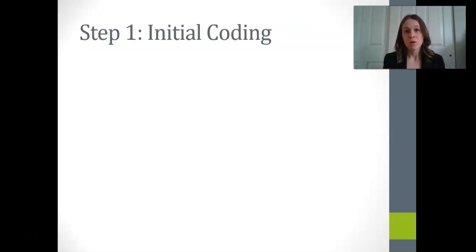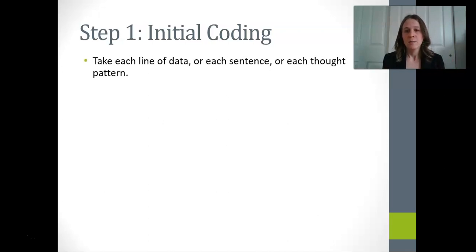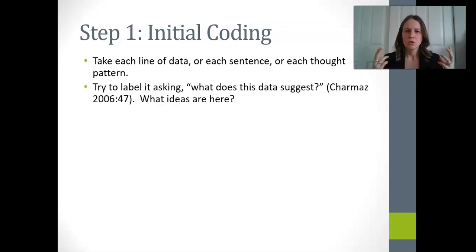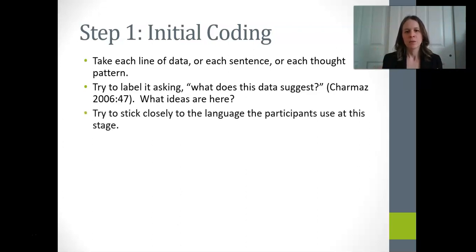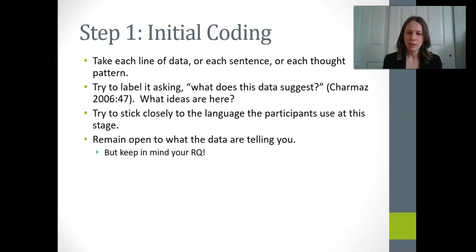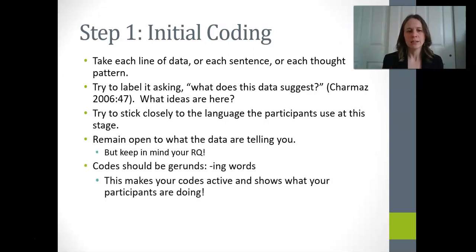So step 1 is called initial coding. And so this takes each line of data or each sentence or each pattern, one thing at a time, each thought pattern, excuse me. So you're trying to label each one of these things and asking, what does this data suggest? What ideas are here? You really want to stick closely to the language the participants use at this stage. So recall back to our activity that we did in class about cohabitation. But remain open, keeping your research question in mind.